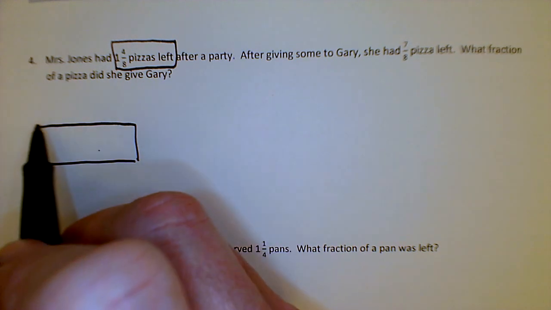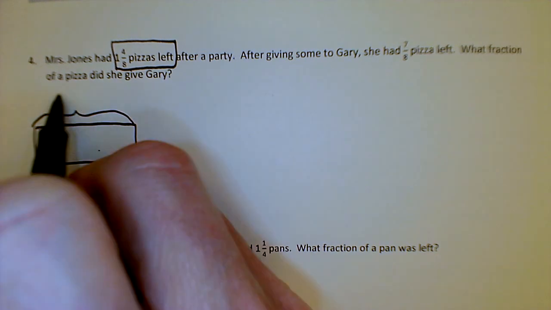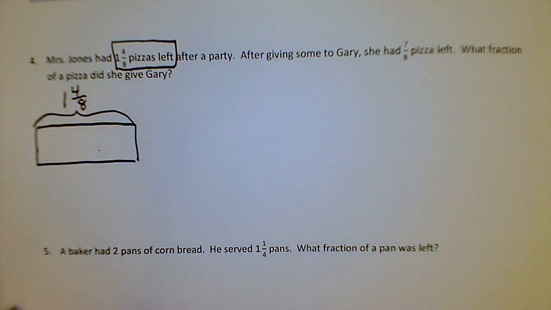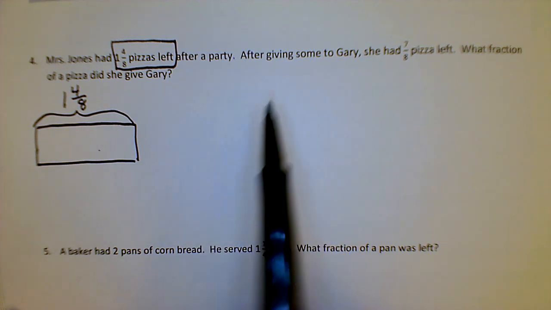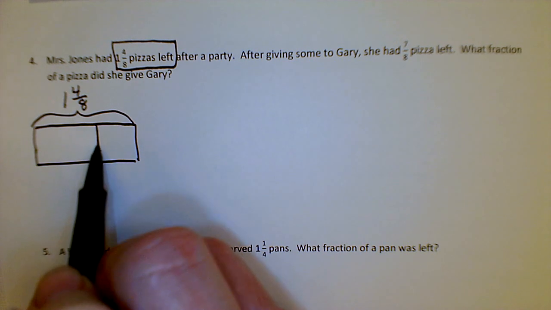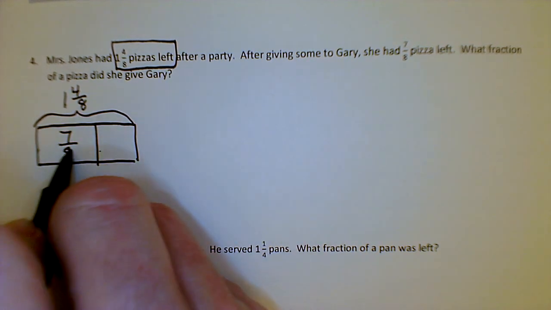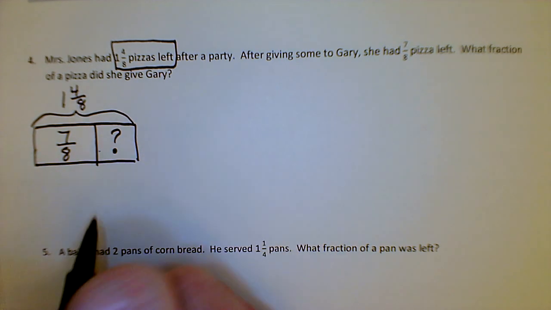So we're starting with 1 4/8. That's what we're dealing with. That's really our starting point for this. So don't start with 2 pizzas, start with 1 4/8. So basically 1 1/2 pizzas. Then she gave some to Gary. We don't know what she gave to Gary. What we do know is that she had 7/8 of that pizza left at the end. So I'm going to put a question mark here.